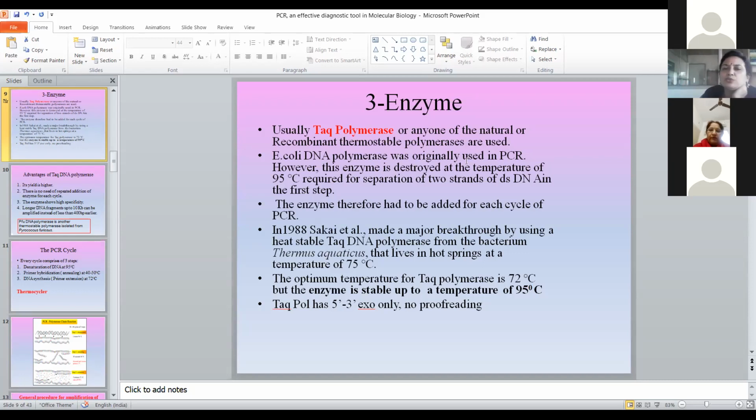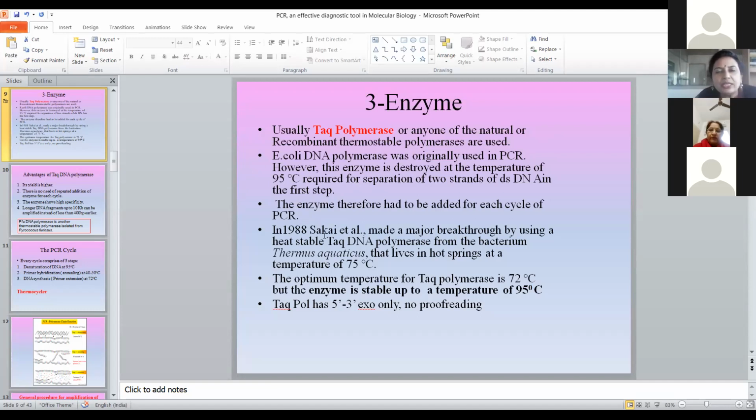coli DNA polymerase was originally used in PCR. However, that enzyme is destroyed at a temperature of 95 degrees Celsius, which is required in step number 1, that is DNA denaturation, where the 2 strands of DNA are separated. This enzyme, therefore, had to be added during each cycle of PCR. So we have to take out the reaction mixture from the machine, add enzyme, carry out step 3 of cycle 1. Again, in the second cycle, take out and go on adding. So this problem was overcome.